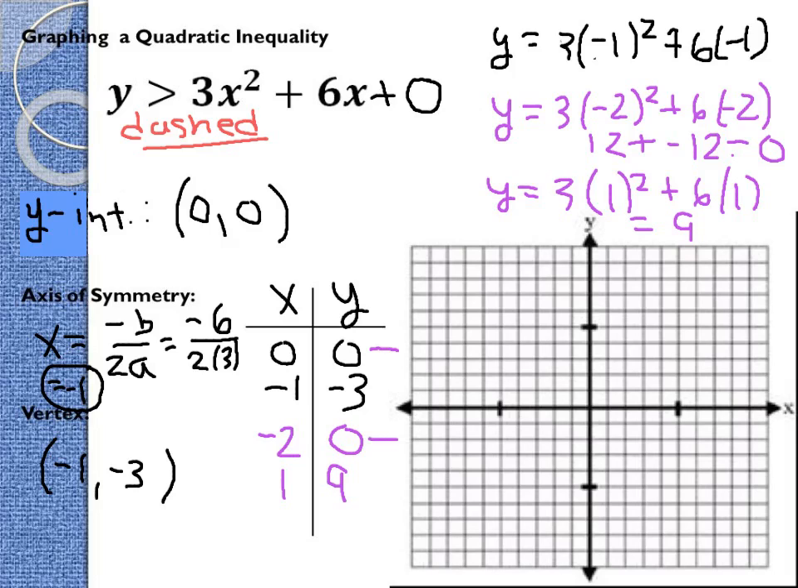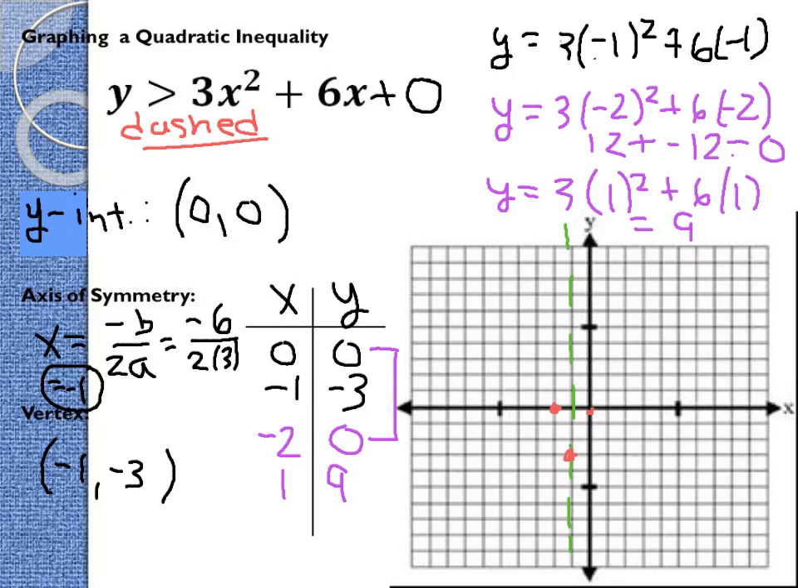Since both of these bring out a y value of 0, they're actually going to be reflections of each other. But I can begin by putting in my axis of symmetry, which is located at -1. So I'm going to draw that in right here. I now have the points 0, 0, which is located here. And I have the points -1, -3, which is located right here. And I have -2, 0, which is located here.